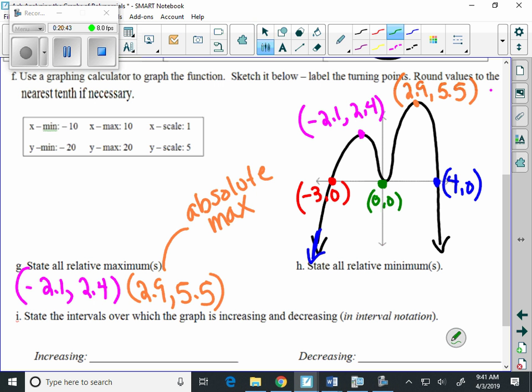We only have one relative min in here. It's a low point of the graph. It's not the lowest point. The 0, 0 is a low point of the graph.